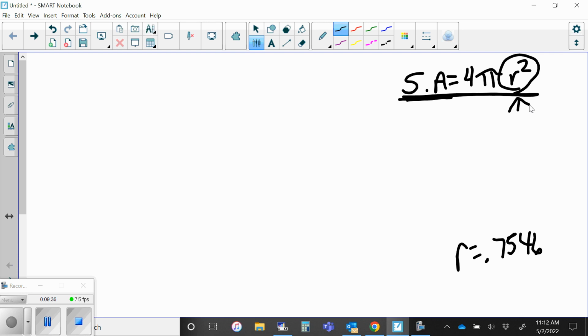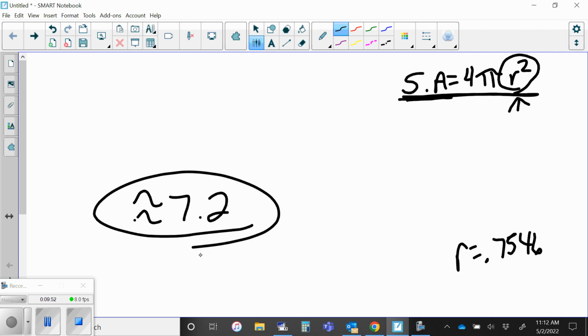And I'm going to hit times shift pi. It equals, and then I'm going to hit times 4. And you should get about 7.2. That's what you should see in your calculator with all those buttons hit. So the surface area for this thing would be about 7.2 meters squared. That's how much fabric they would have to go and get.